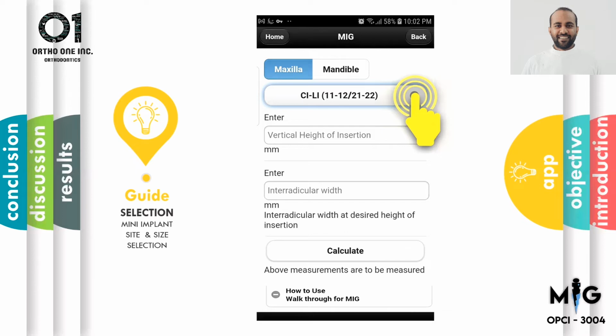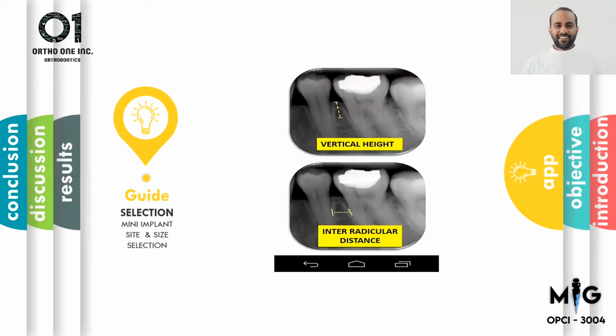And after you select this, the third is the one where you have to enter the vertical height of incision, and the fourth one is the interradicular width that is present, which can be calculated based on the patient's IOPA or the OPG. And to help calculate it, there is a help tab, or how to use. Once you click that, it will take you to a window where it explains how to calculate the vertical height from the cervical crest, and also how to determine the interradicular distance for that selected vertical height.